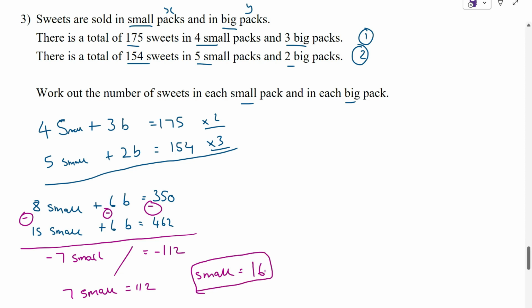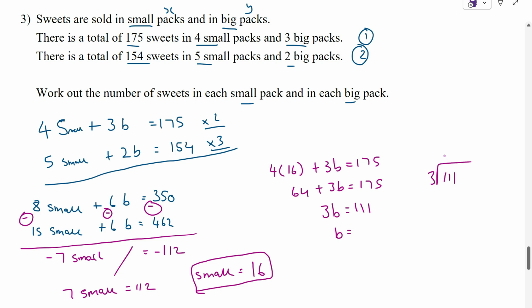Okay, now let's use this value to work out the value of b. So 4 times 16 plus 3b equals 175. 64 plus 3b equals 175. 3b equals 111. b equals 111 divided by 3. 37.